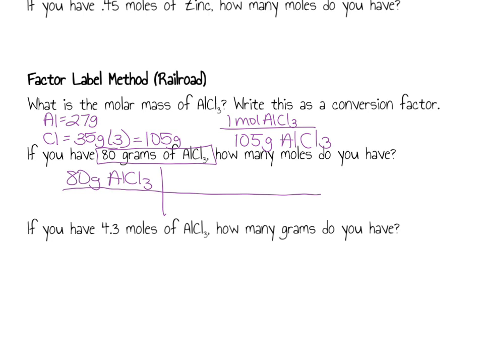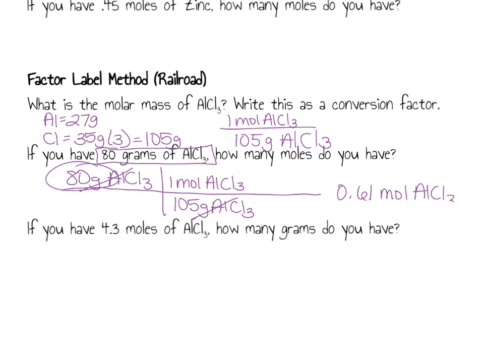So in order to do that, I have to have grams on the bottom. So I will have 1 mole of aluminum chloride up here, and I will put my 105 grams of aluminum chloride at the bottom. What happens here is that the units cancel out so that you're left in moles. So in your calculator, you're going to take 80 and multiply times 1, which is 80, and then divide it by the 105. So when you do that, you should get 0.61 moles of aluminum chloride.